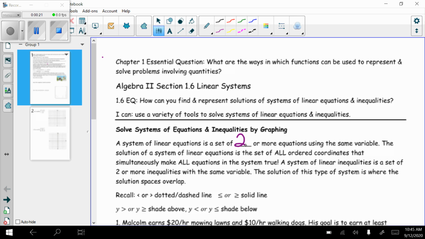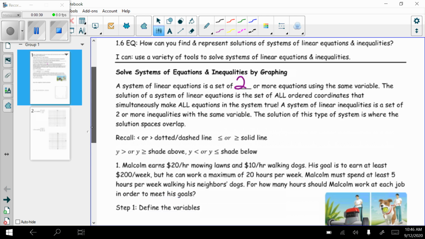The solution of a system of linear equations is the set of all ordered coordinates that simultaneously make all equations in the system true. A system of linear inequalities is a set of two or more inequalities with the same variable. The solution of this type of system is where the solution spaces overlap.